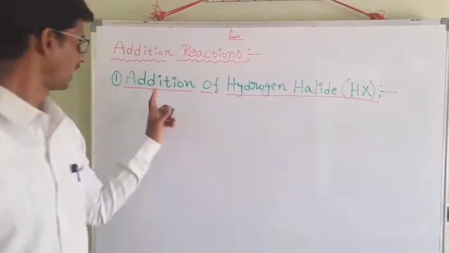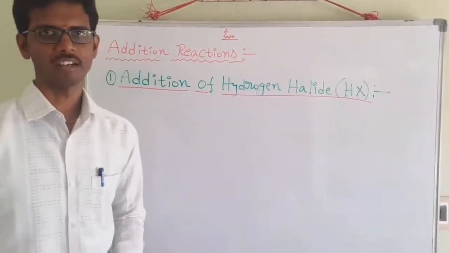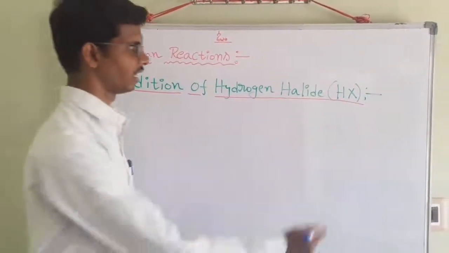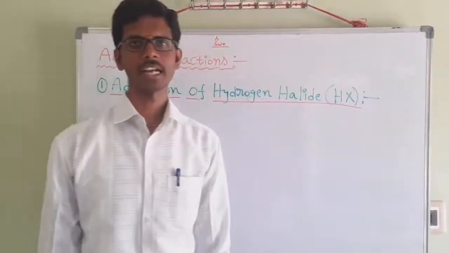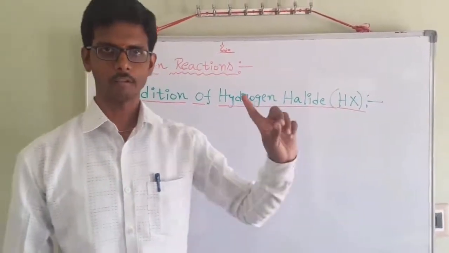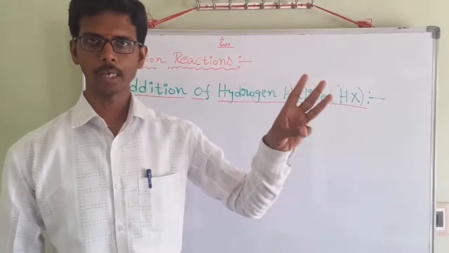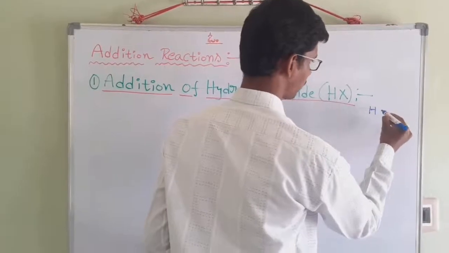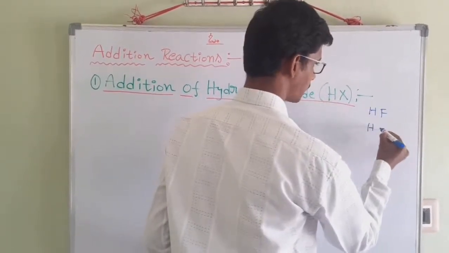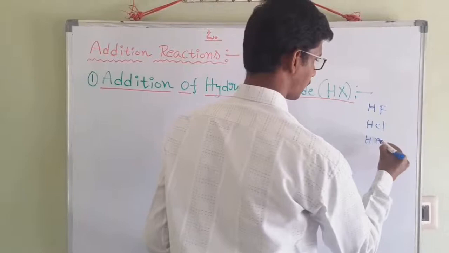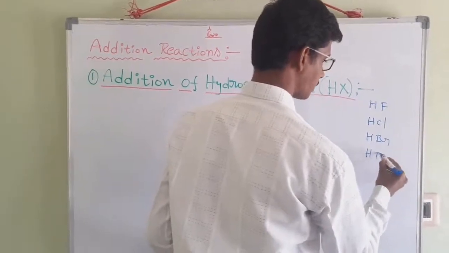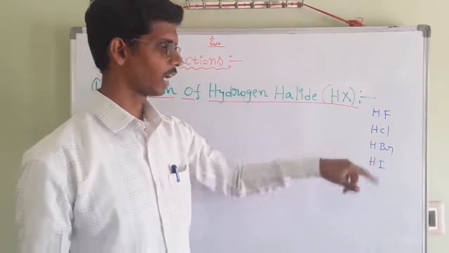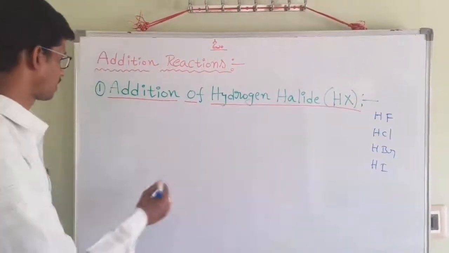First of all, let us see addition of hydrogen halide. What is hydrogen halide? Halogens belong to the 7th group elements in the periodic table. That is fluorine, chlorine, bromine, iodine. For example, addition of HF or HCl or HBr or HI. These are called hydrogen fluoride, hydrogen chloride, hydrogen bromide and hydrogen iodide. Okay, let us take the first example.